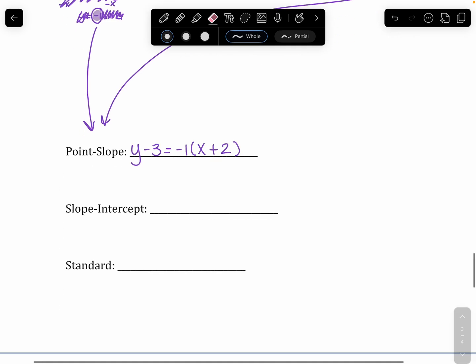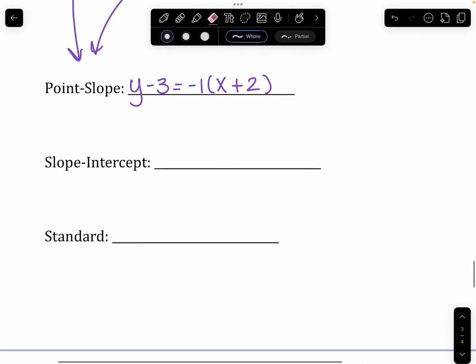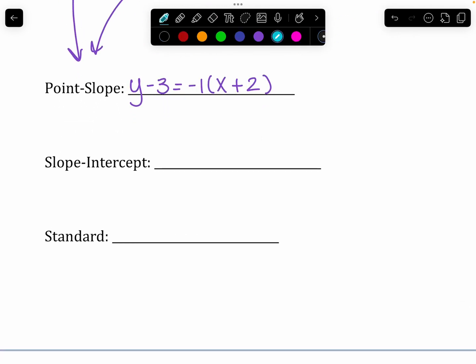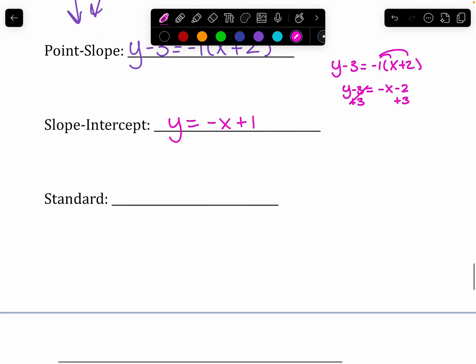Erase, erase. Okay, now to write it in slope-intercept form, you can't just grab pieces of information. You actually have to convert. So what I'm going to do from here is actually rewrite this off to the side. And I'm going to convert by distributing the -1 into the parentheses. And because I'm trying to get this into slope-intercept form, my goal is for my y to be alone. And then this will be +1. So there's my equation in slope-intercept form.